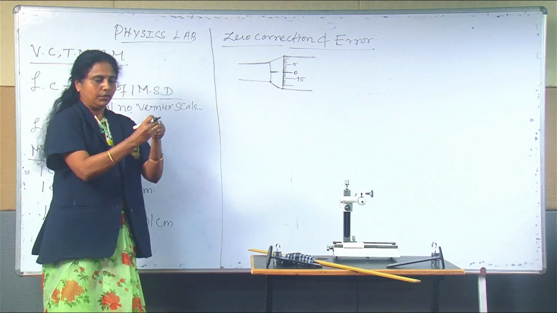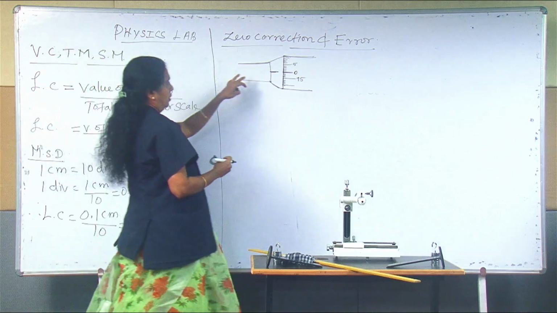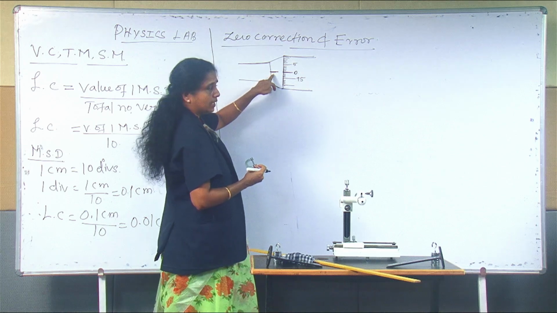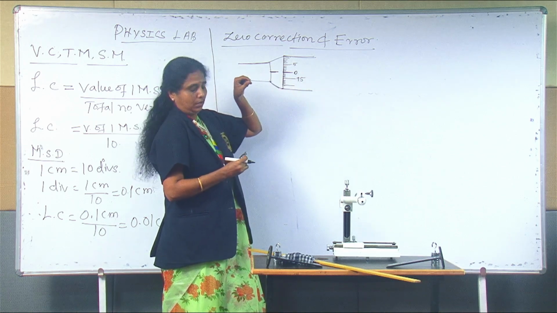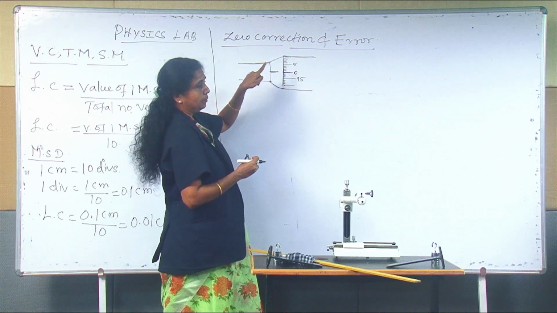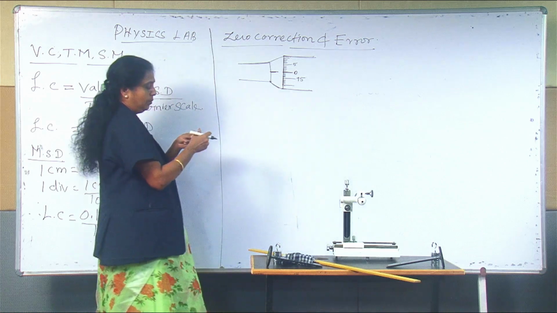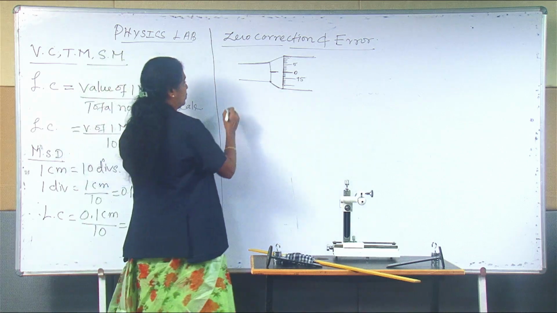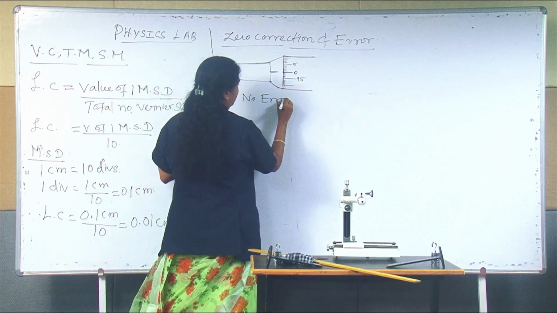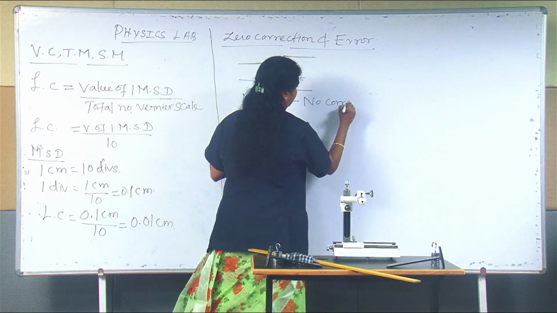So after giving full tightness, if the 0 of the head scale exactly coincides with the horizontal line of the pitch scale, then there is no error. If there is no error, there is no correction.